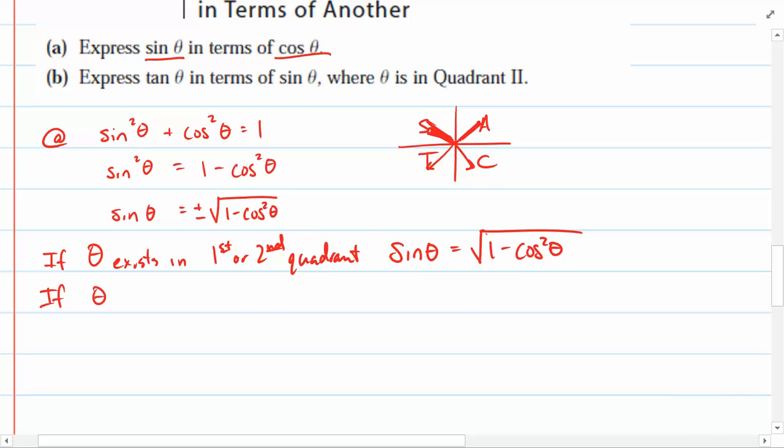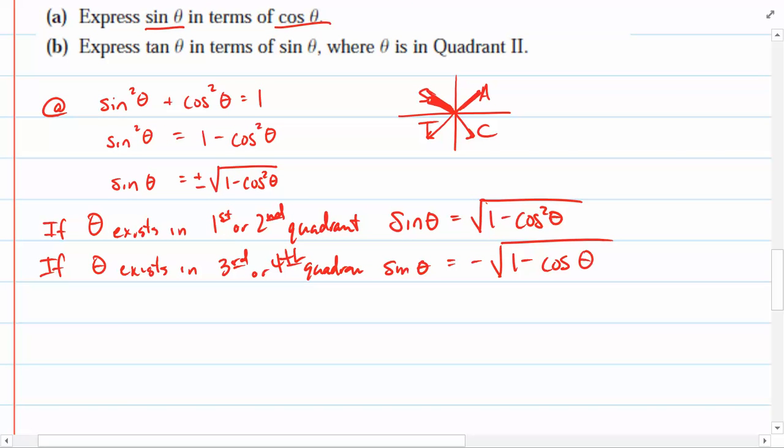However, if theta exists in the third or fourth quadrant, then sine of theta must be equal to the opposite of the square root of 1 minus cosine squared of theta. Because we know that sine of theta for either angle, either in the third quadrant or in the fourth quadrant, must be a negative number.